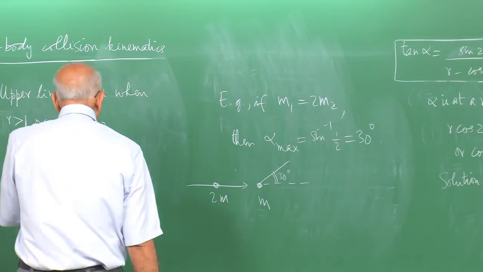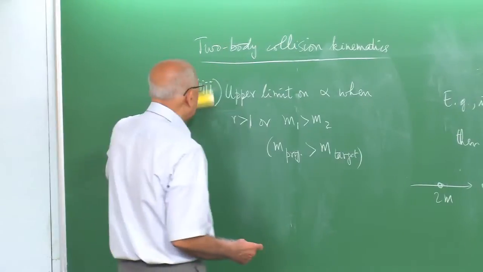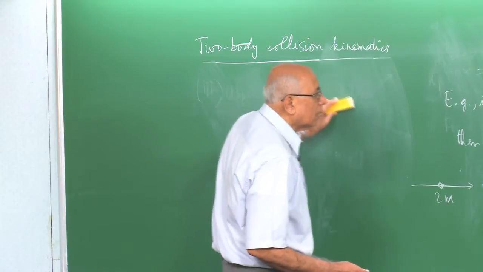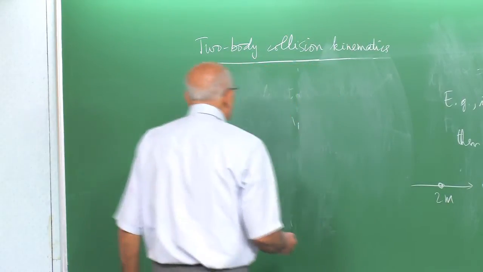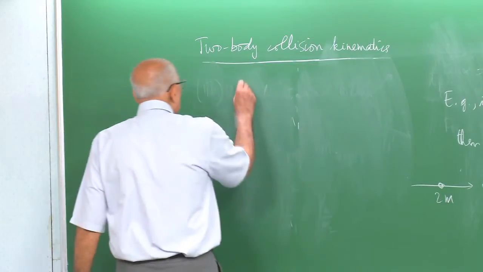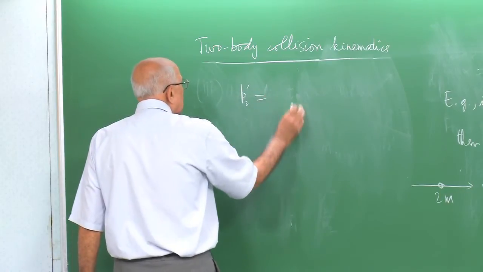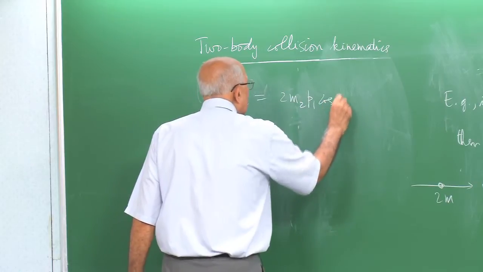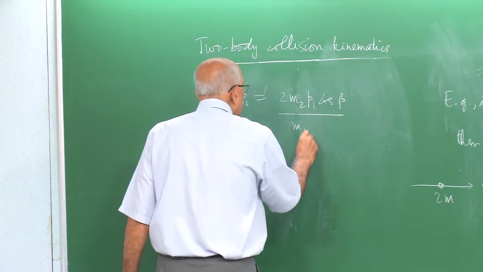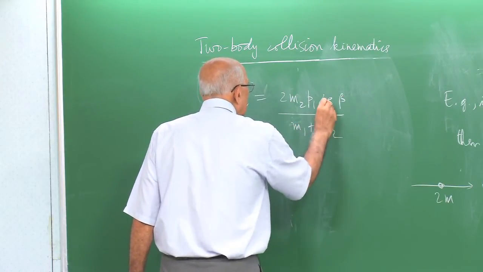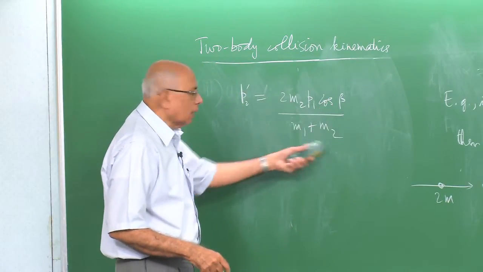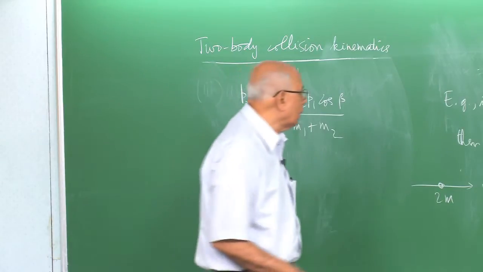What about the energy transfer? That's another quantity we looked at in the one-dimensional case. We need to look at it in the higher dimensional case as well. Recall that P2 prime was equal to 2m2 P1 cos beta over m1 plus m2. In the case when beta was 0, it was 2m2 P1 over m1 plus m2. We already saw that in the one-dimensional case.